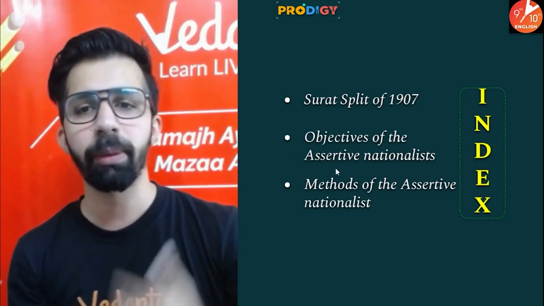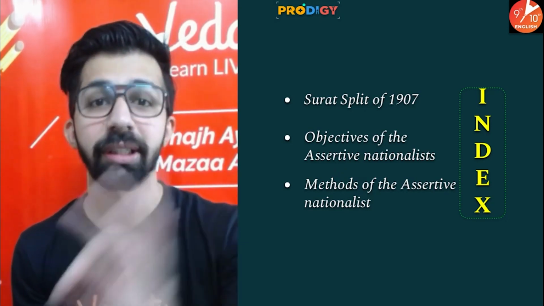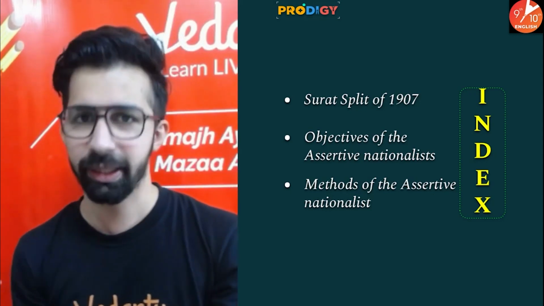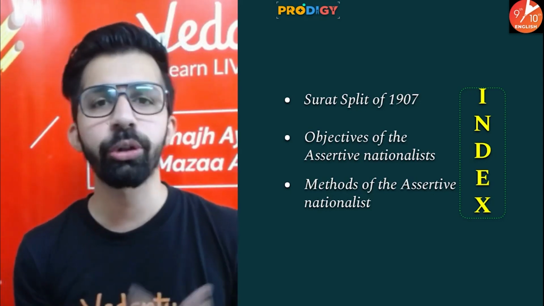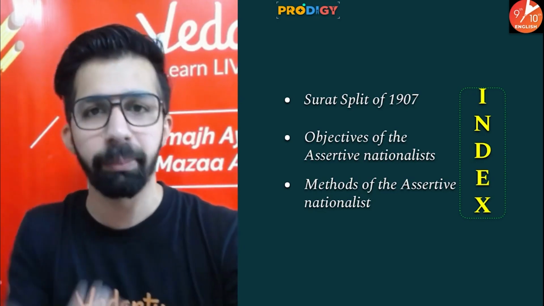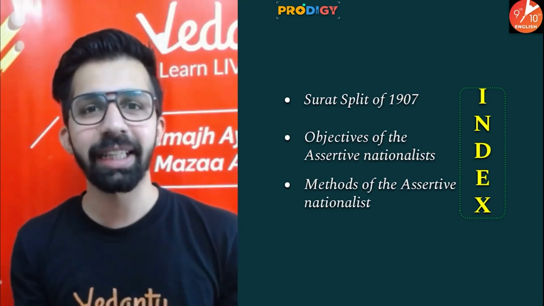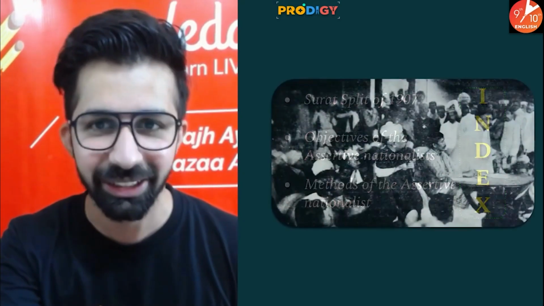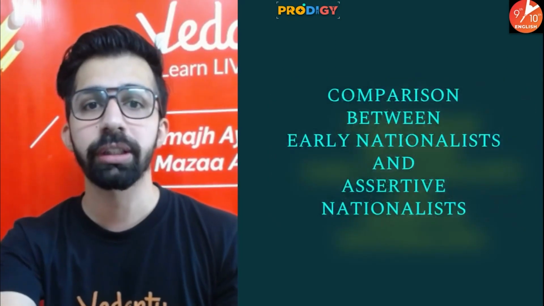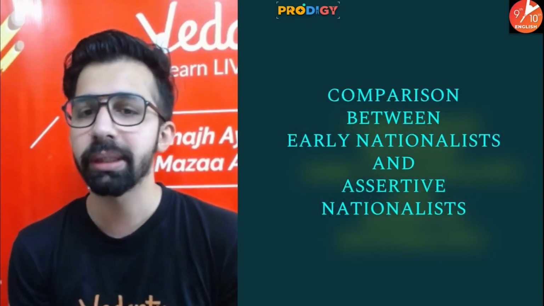Then I'm going to teach you about the objectives of the assertive nationalists, who are referred to as extremists. Then I'll tell you how they used to approach the Britishers, what their method was to fulfill their demands. That is what I'm going to teach you in this entire session. So this was the 1907 Surat session, wherein the Indian National Congress got split into two parts. How? Let's understand.